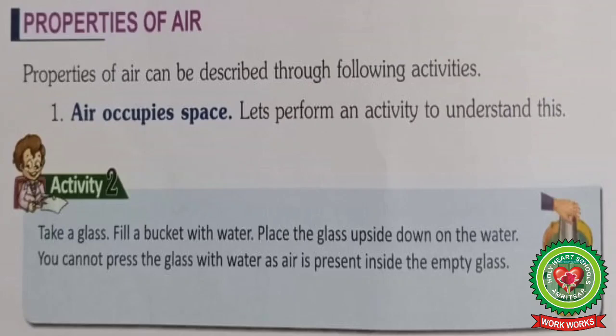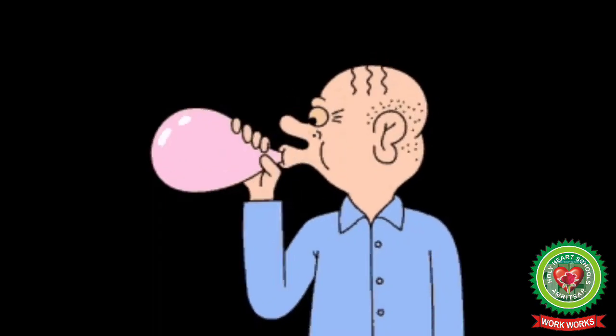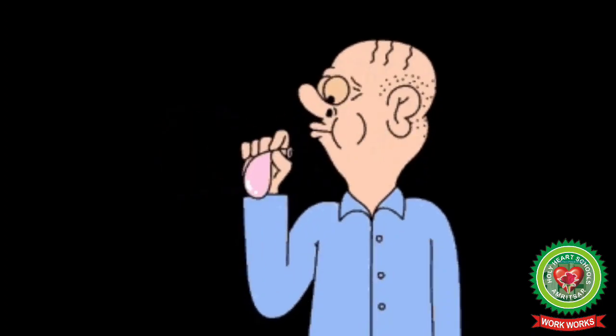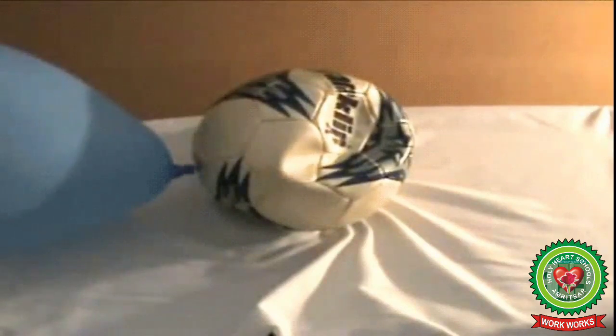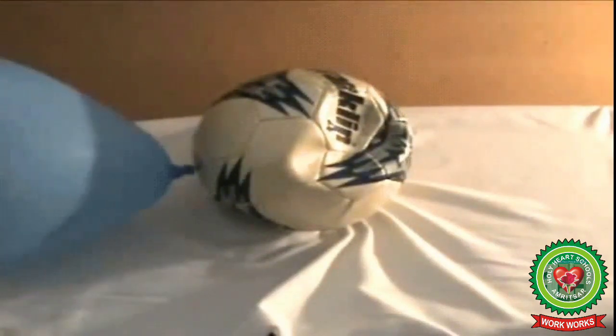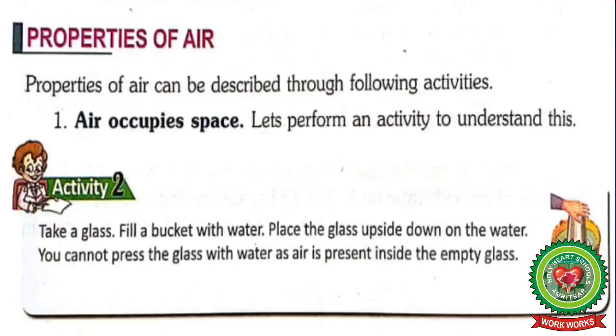Now students, open the next page and now I will discuss properties of air. So, the first property of air is air occupies space. Students, when we blow air in the balloon, in tire or in football, their size increases. It means air occupies space. In your book, students, one activity is given which shows that air occupies space.